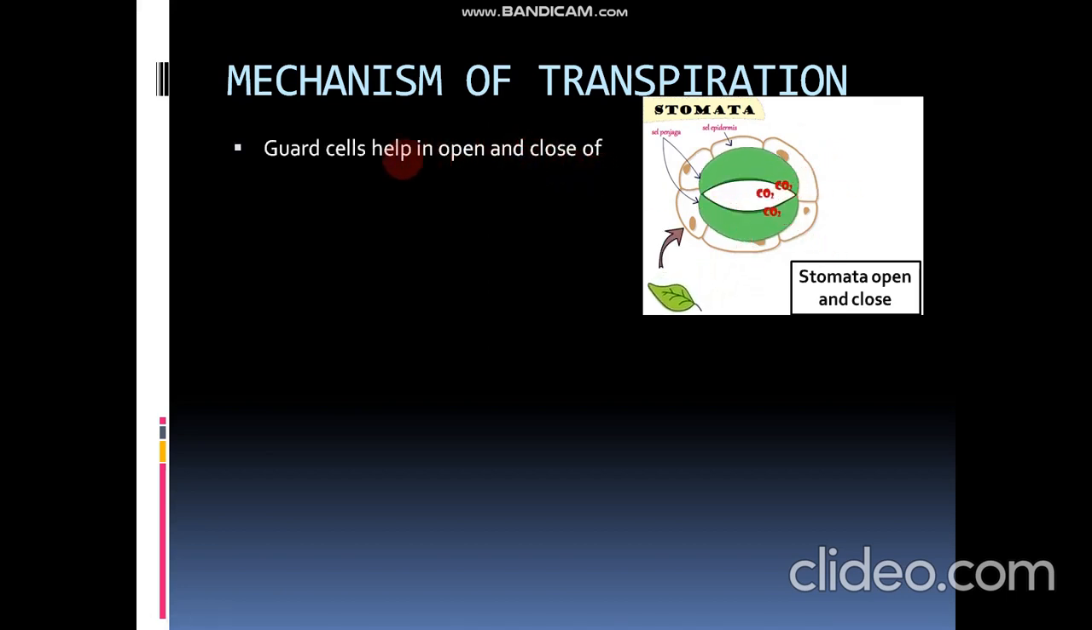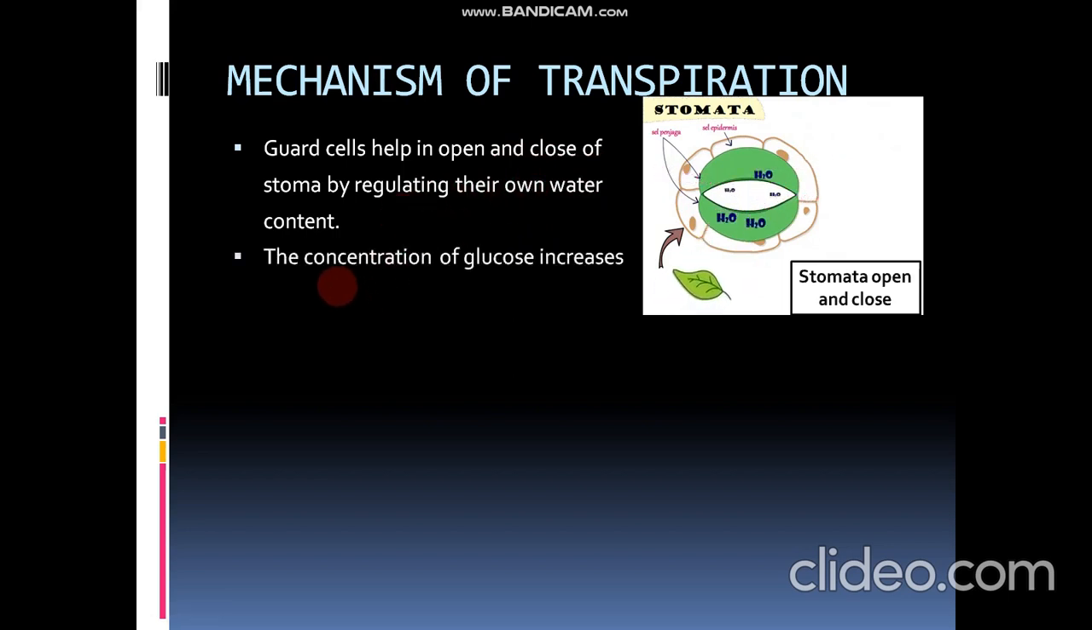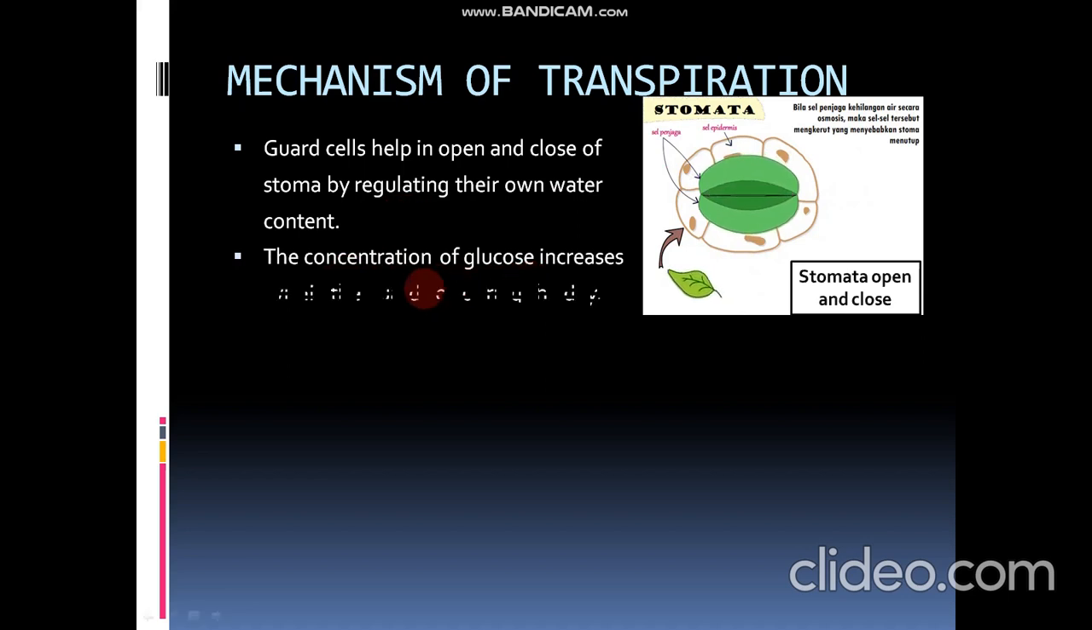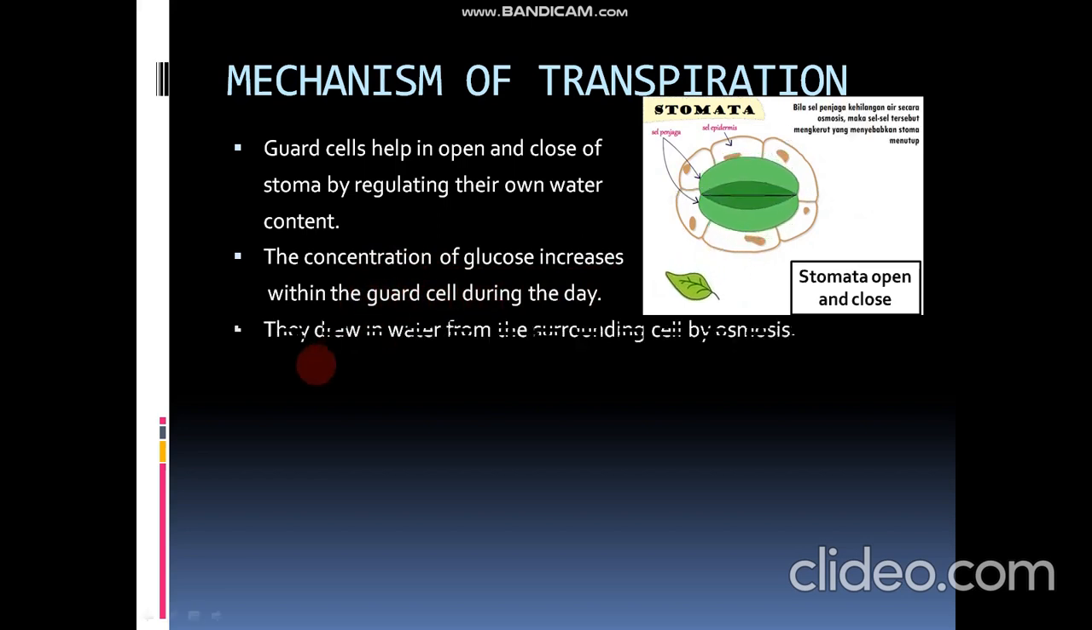Now see the points. Guard cells help in opening and closing the stoma by regulating their own water content. The guard cells are two kidney shaped cells, and both opening and closing processes happen here, regulating their own water content. The concentration of glucose increases within the guard cell during the day. So this is how water is released out, oxygen is released and carbon dioxide enters, the process happening in the open stomata.